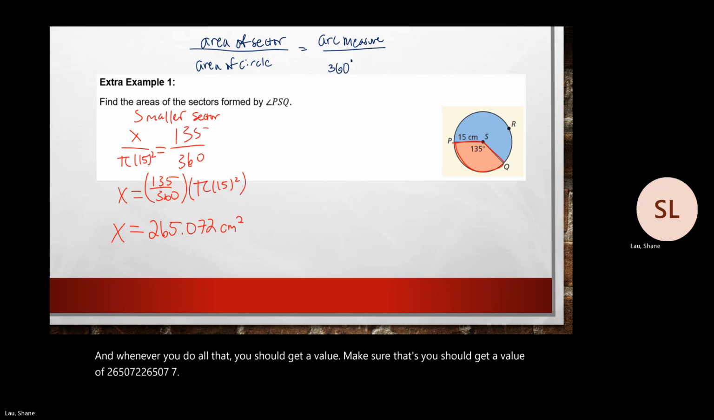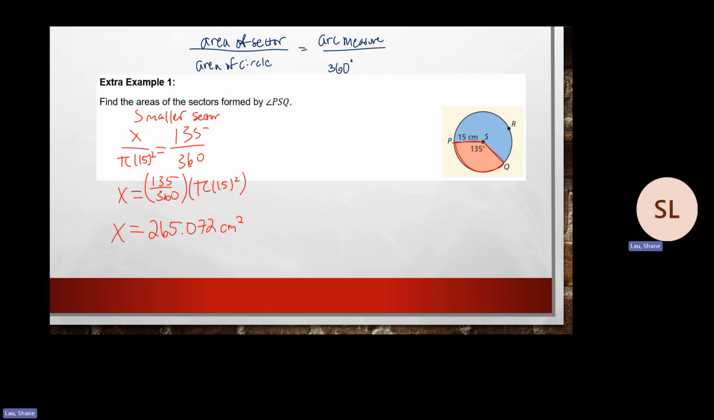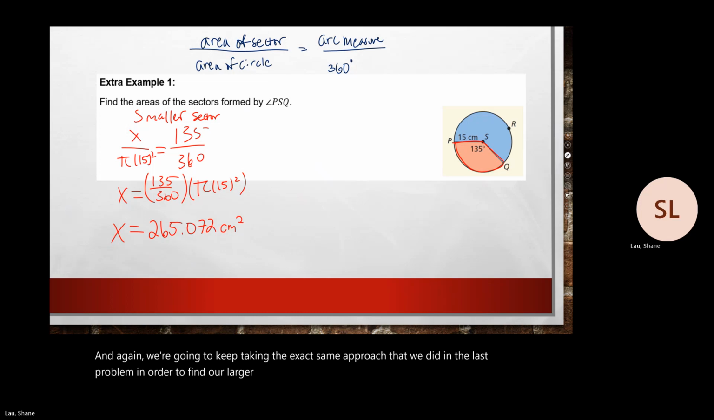Very nice. And again, we're going to keep taking the exact same approach that we did in the last problem in order to find our larger sector. Okay, we'll just take the area.